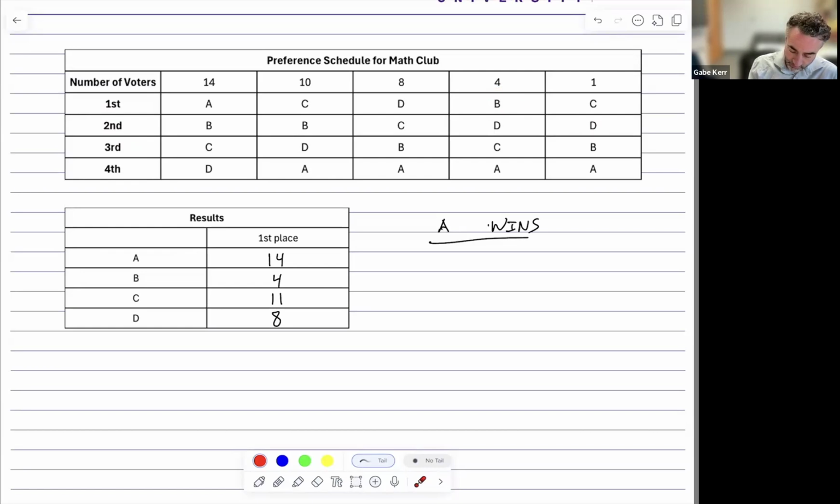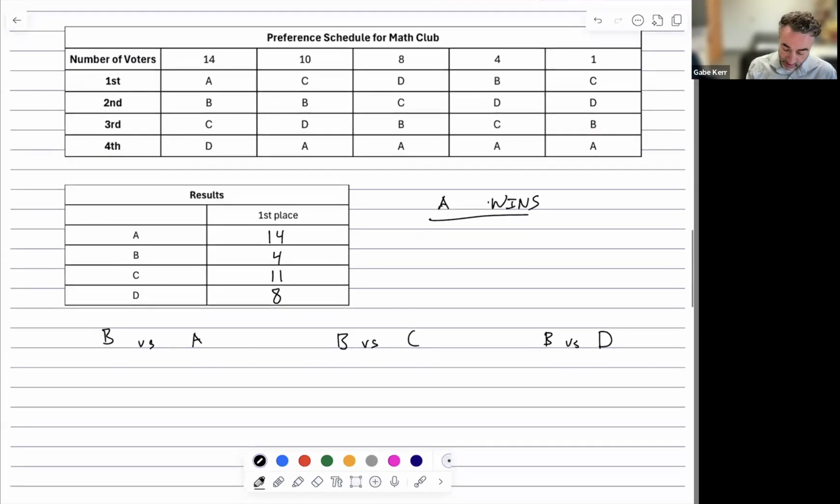Let's take a look. So here I need to look at the head-to-head matchups of B versus any of the other candidates. So let's do B versus A, our presumed winner, B versus C, and B versus D. Great. Well, B versus A, I'm going to cross out C and D and see what kind of results I get in that case.